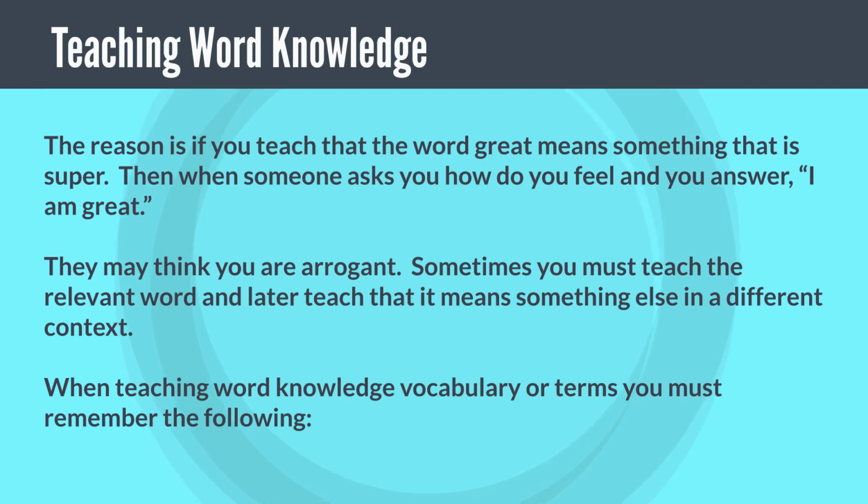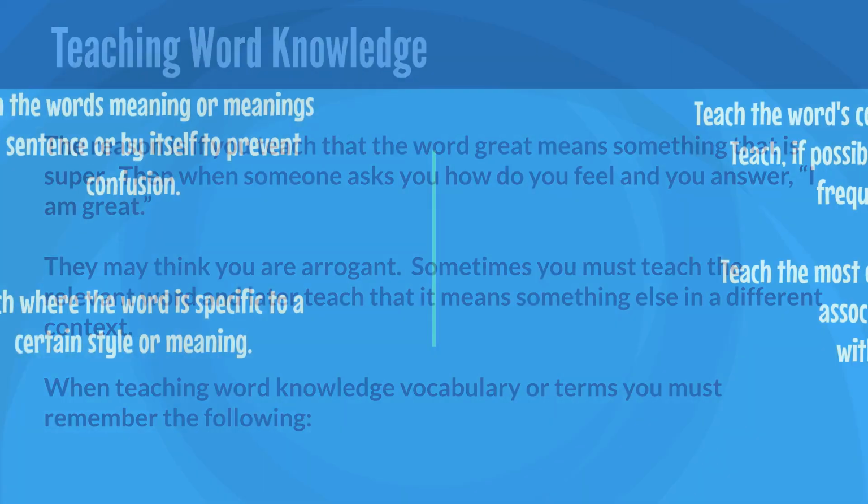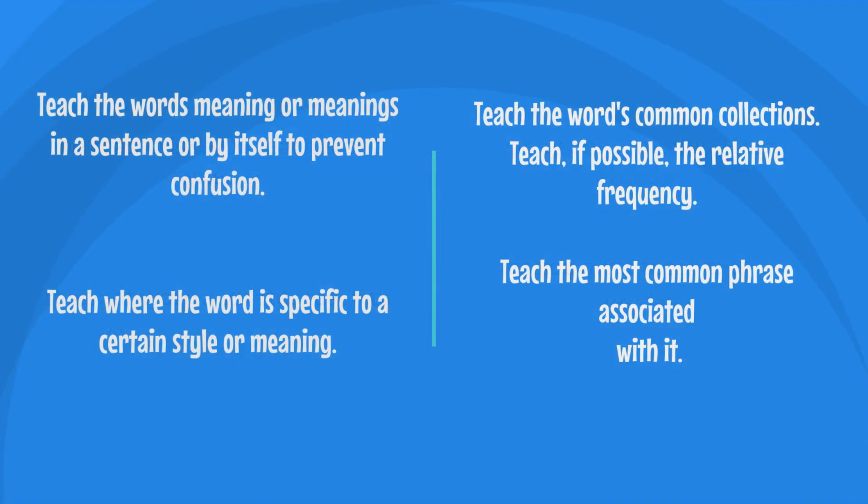When teaching word knowledge, vocabulary or terms, you must remember the following. Teach the word's meaning or meanings in a sentence or by itself to prevent confusion. Teach where the word is specific to a certain style or meaning. Teach the word's common collocations. Teach, if possible, the relative frequency. Teach the most common phrase associated with it.